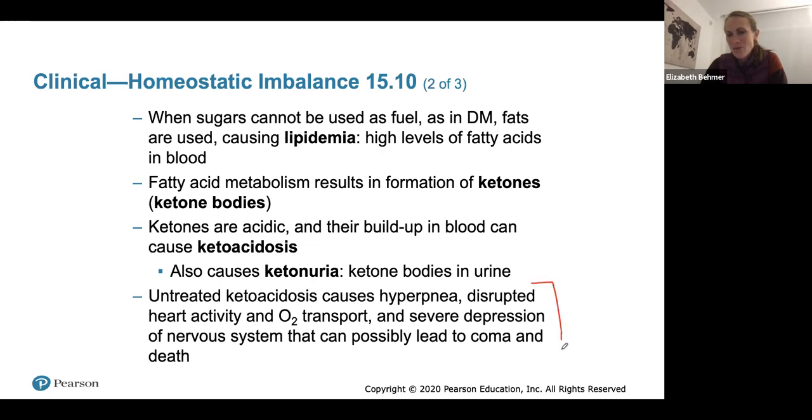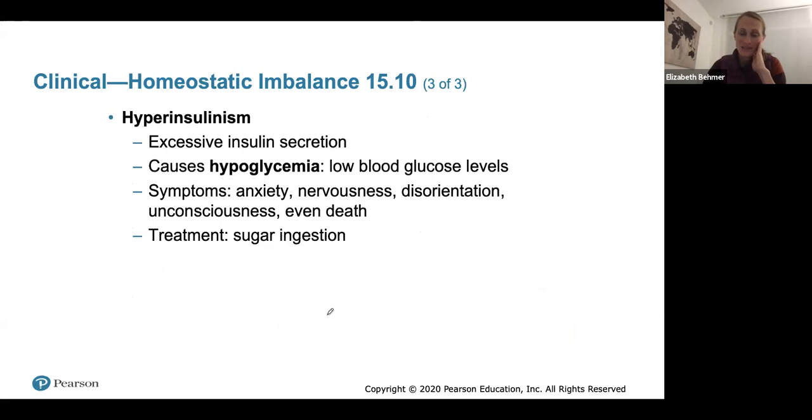So, we hear about diabetes as being kind of the root cause to a lot of different problems. If left untreated, the big thing that happens is these ketones will build up in the urine causing ketonuria, and ketoacidosis in itself, whenever you have an acidosis problem, could disrupt your heart activity, oxygen transport. It can cause severe depression of the nervous system. So you might notice people with diabetes might lose sensation in their feet, or get sores on their feet, or it can lead to coma and death. So if untreated, diabetes can be very scary and very severe.